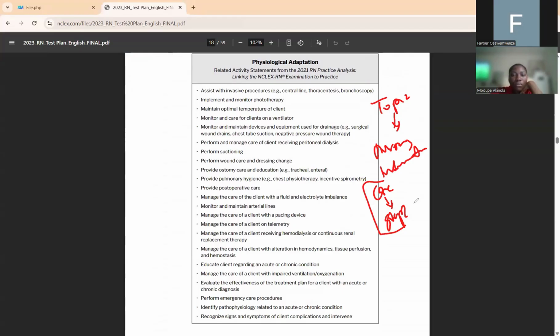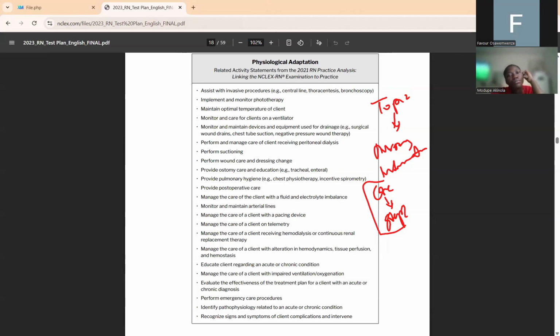All this content is related to care. Like we started by talking about the eight client needs. Now I showed you the content, but the NCLEX doesn't test the content just like that. They test the content related to concepts.